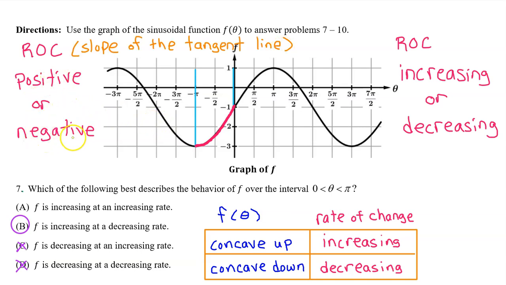One way to answer this is to realize that the rate of change at any point is the slope of the tangent line. So if you pick any point on this interval and draw a tangent line, you will notice that the tangent line has a positive slope. It's an uphill slope. That means that the rate of change is positive.